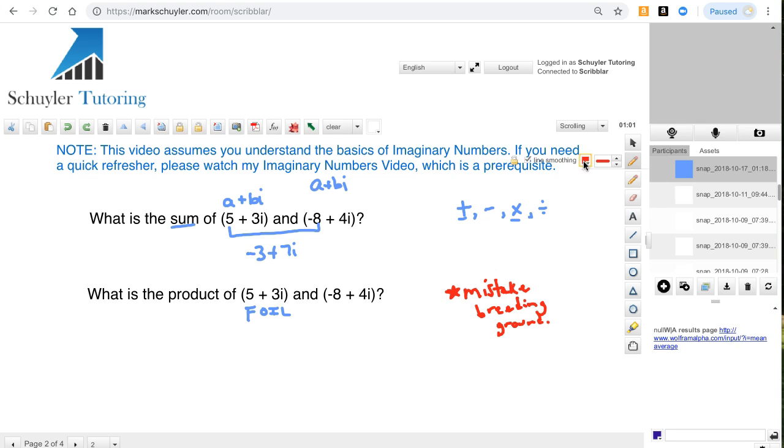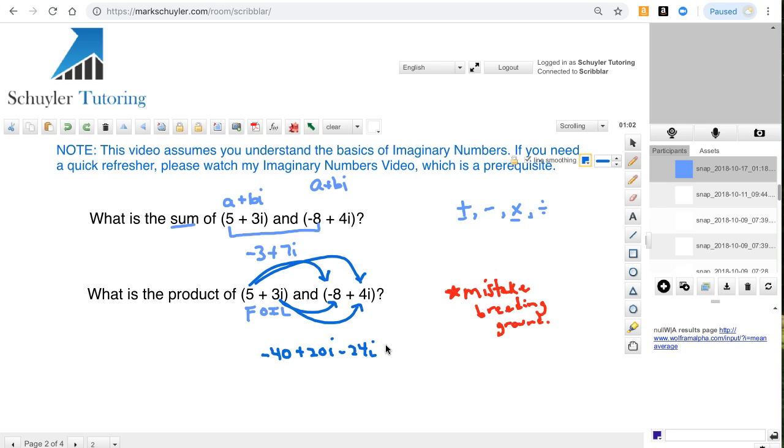So let me change back to blue. We want to go and multiply the 5 times the -8. This is part of the FOIL method: first, outer, inner, last. We get -40. And then we want to do the outer ones in each binomial. So 5 times 4i is plus 20i. Then we want to do the inner ones. That's going to be minus 24i.